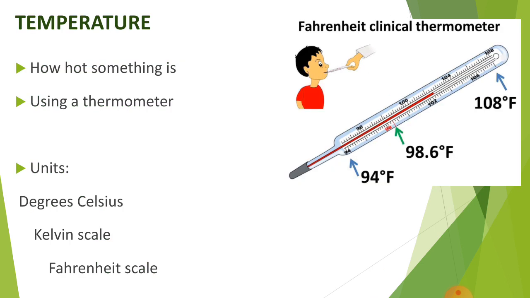Temperature. How hot or how cold something is is called the temperature. And we all know that we measure it using a thermometer. A thermometer, you can see in the figure, is a clinical thermometer. The red colored fluid inside this is called mercury. And the units in which we measure the temperature are degrees Celsius, also called degree centigrade, the Kelvin scale, and the Fahrenheit scale.